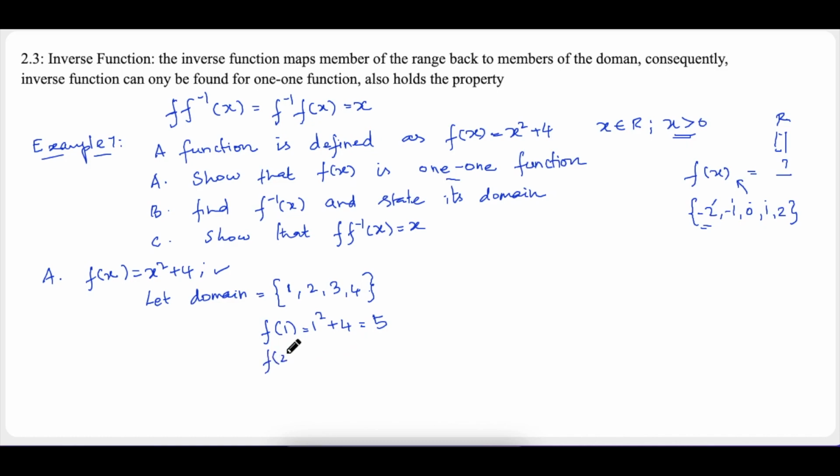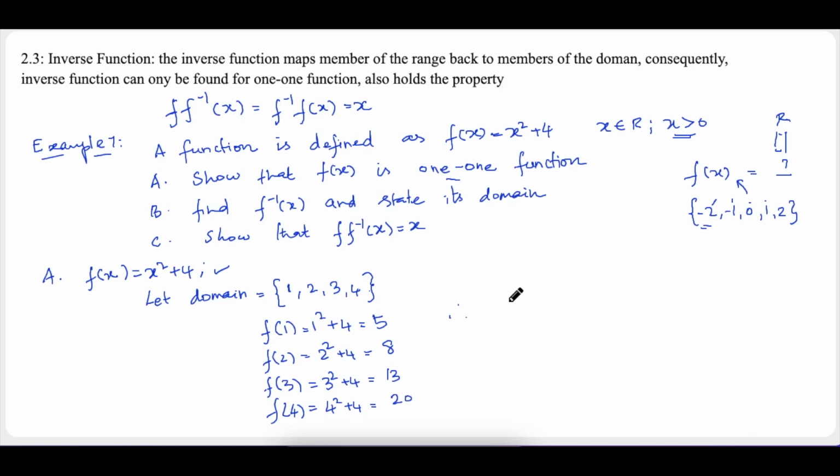f of 2 equals 2 square plus 4, 2 twos are 4, 4 plus 4, 8. f of 3 equals 3 square plus 4, 3 threes are 9, 9 plus 4, 13. f of 4 equals 4 square plus 4, 4 fours are 16, 16 plus 4, 20.